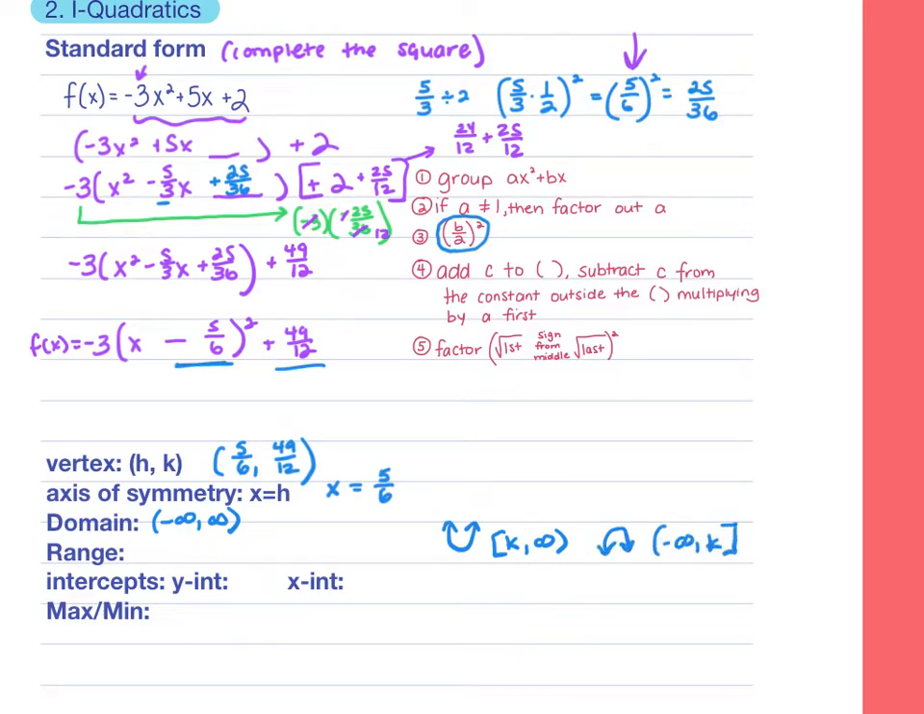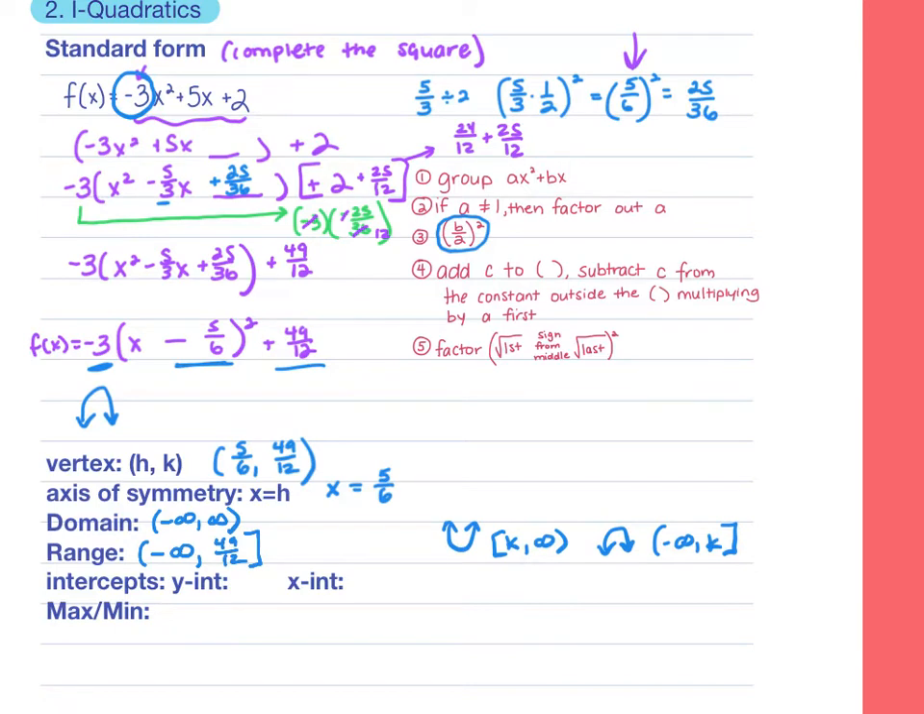Both of those k's get a bracket. So because this original function has a -3, or even down here it has a -3, I know this points down, which means I'm going to go from negative infinity up to the k value, which is 49/12, and put a bracket on that.